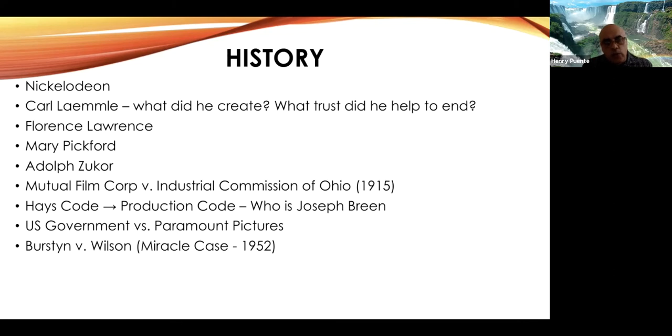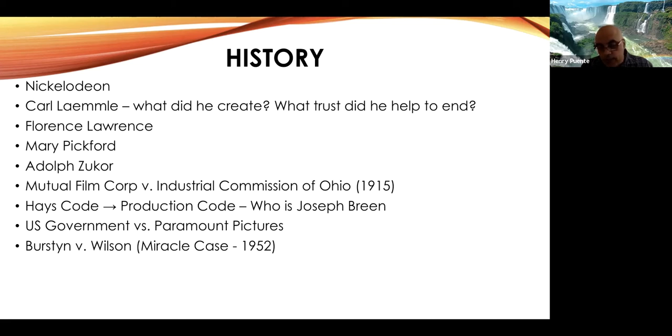The Production Code really becomes part of the fabric of our pop culture because of the Legion of Decency. The Legion of Decency was not just Catholics, but mostly Catholics. It was driven by the Catholic Church, but there were other groups involved that essentially said that movies were terrible, that they were causing a lot of immorality in our country. And there was this huge push to ban movies in this country.